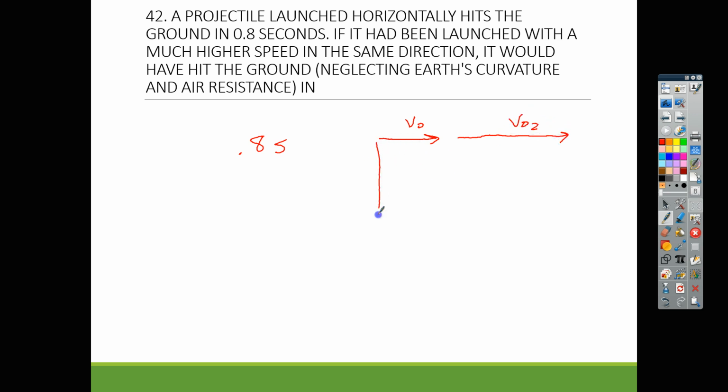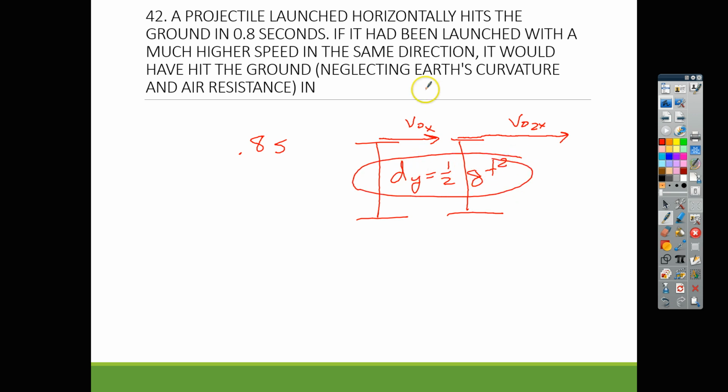Doesn't matter as long as the height is the same, you will have the same time to fall because we don't worry about the speed in the x. We only worry about the distance because remember dy is equal to 1/2 g t squared, and this is how we know how long it takes for it to hit the ground.